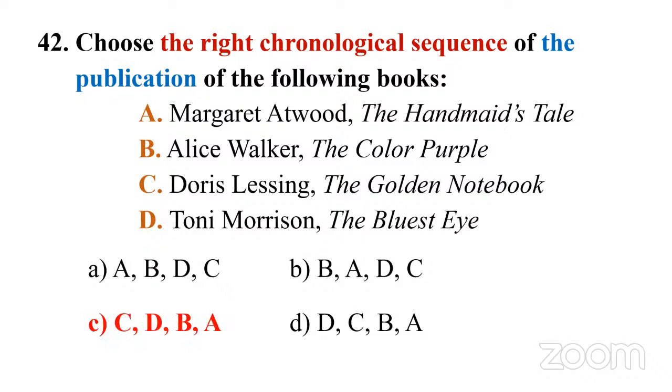So let's go to the answer. Answer is C, option C. This is the right order. First, Doris Lessing's The Golden Notebook, then Toni Morrison's The Bluest Eye, then Alice Walker's The Color Purple, then finally Margaret Atwood's The Handmaid's Tale.